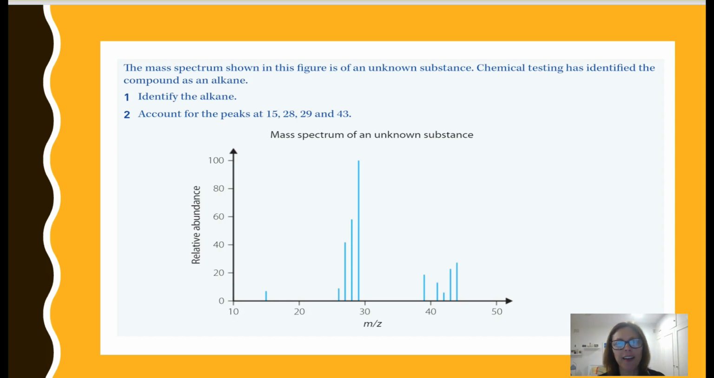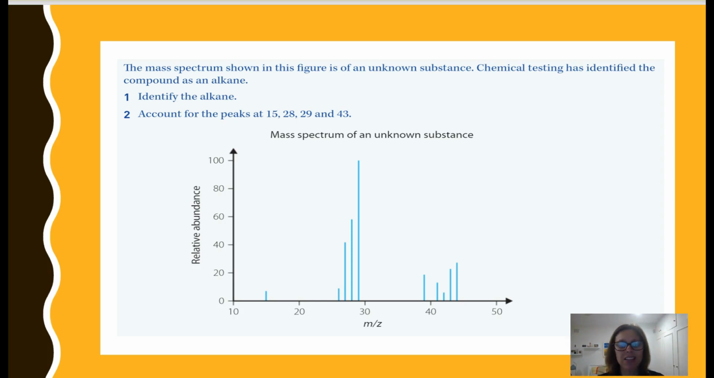Okay, hopefully you have had a bit of a go and worked out that the substance is propane, CH3, CH2, CH3. So the peak we've got at 43 will be a loss of a hydrogen from our molecular ion. A peak at 29: 29 plus 15 brings us up to that 44, which is the mass of our substance. So there's a loss of a CH3 group.